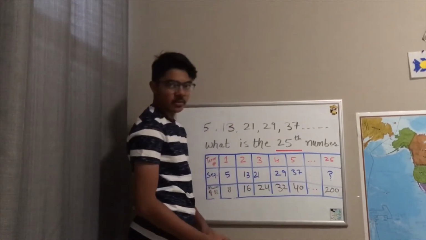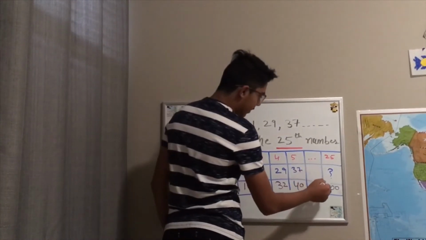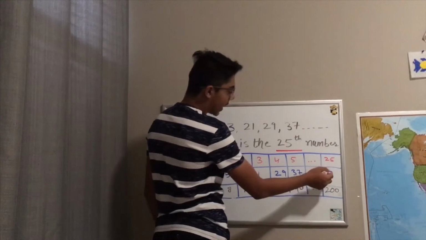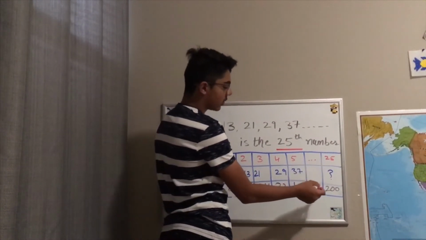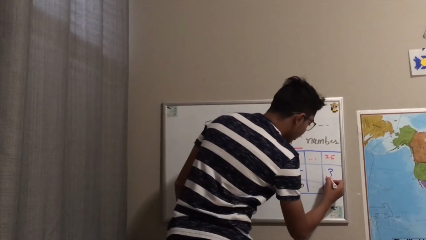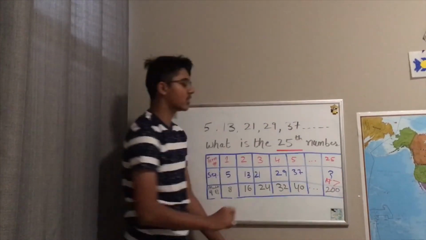So, to get the answer, we can just do 200 minus the question mark will get us 3. So then if we subtract 3 from 200, we just get 197, which is our answer using the first method.